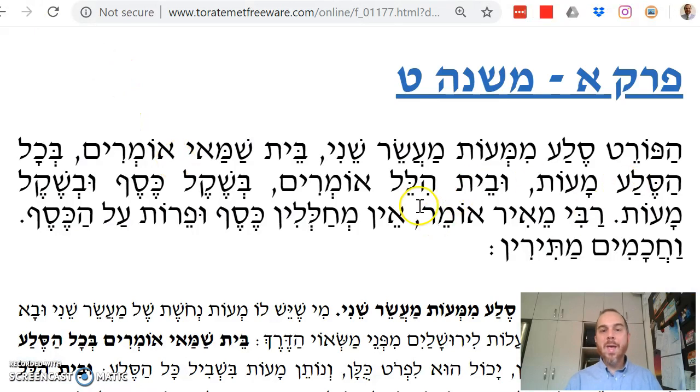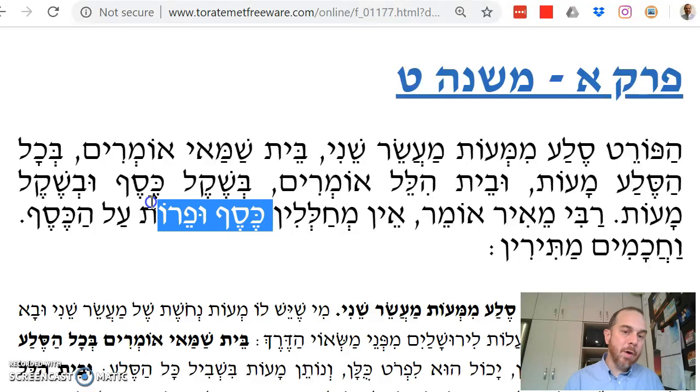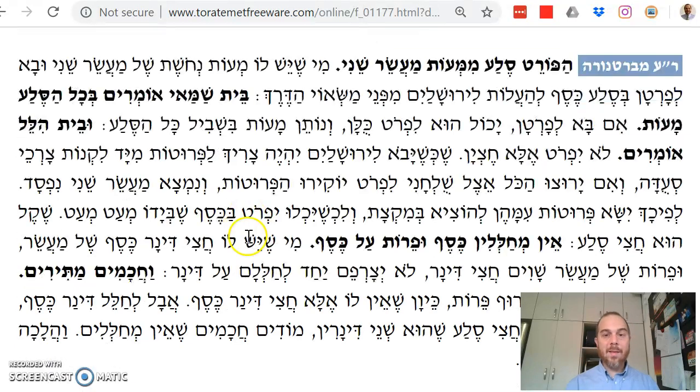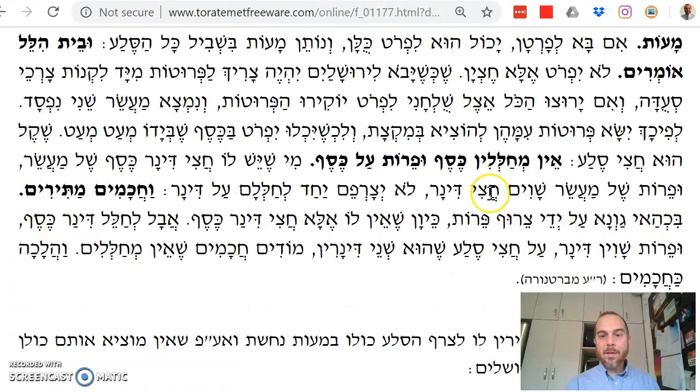Rabbi Meir says no. Ein mechalelin kesef uferot al kesef. Since I can't exchange money for money, I want to cheat. I want to take money and peirot and transfer those onto money. You can't do that because in the end what you're doing is transferring money for money. Mishneh shel chatzi dinar kesef shel ma'aser, uferot shel ma'aser shavim chatzi dinar. You can't transfer fruit plus money onto money.